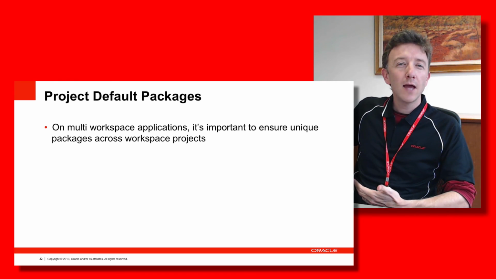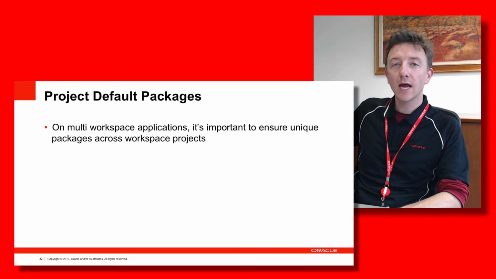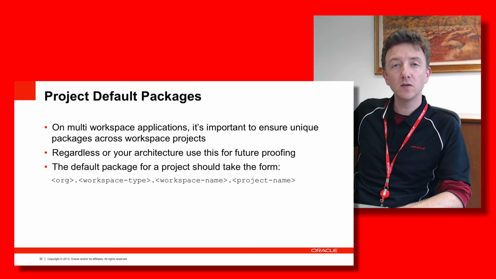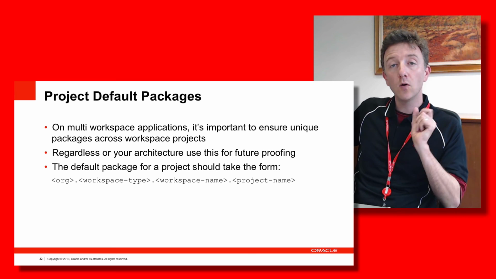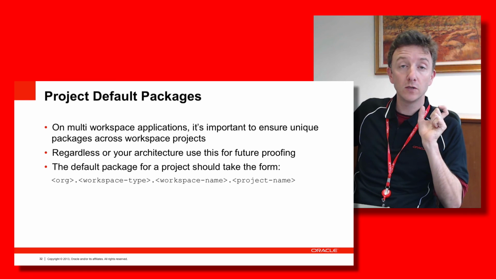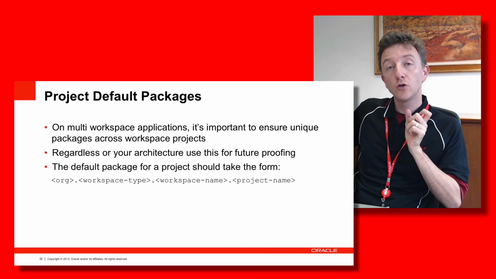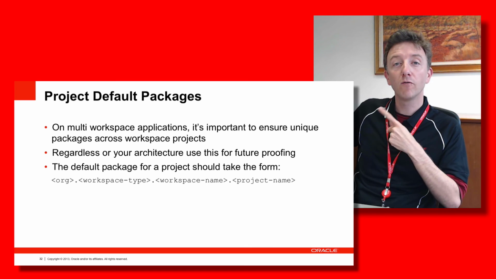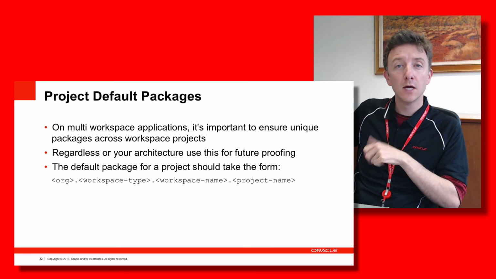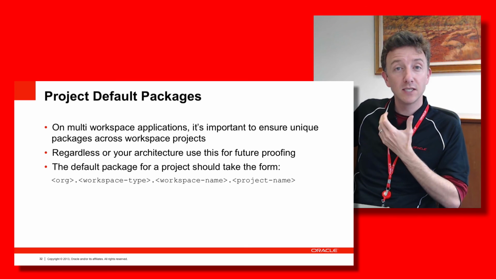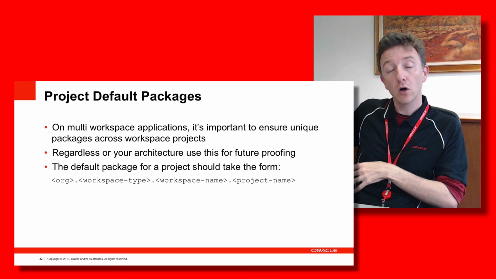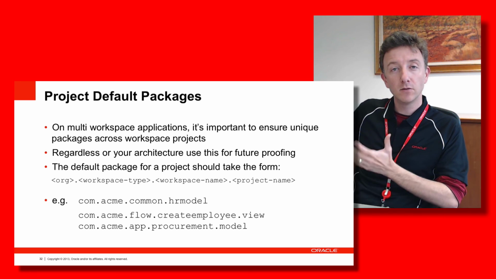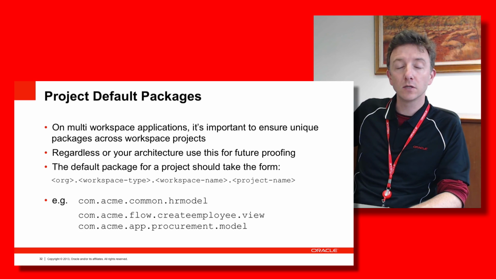Now again, what sort of package structure do you come up with? Well, one we can easily propose for you is that you use the organization name or a reverse domain name, then the workspace type. Remember, we had the concept of common or flows or modules or apps, then the workspace name itself, and then the project name. And there are some examples here that you can see on the slide.